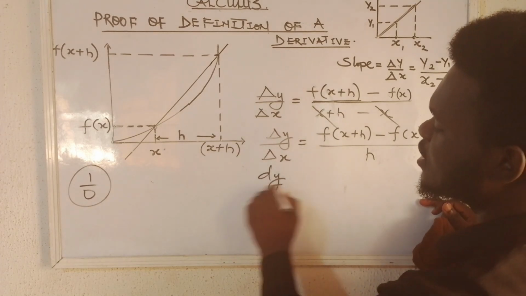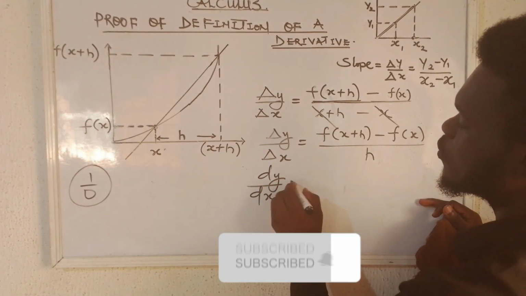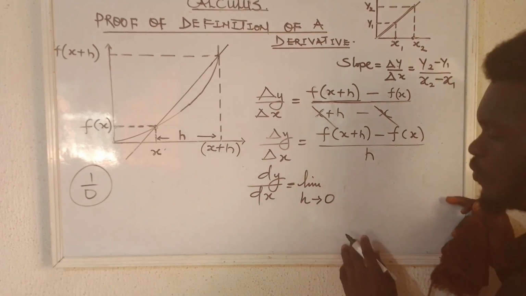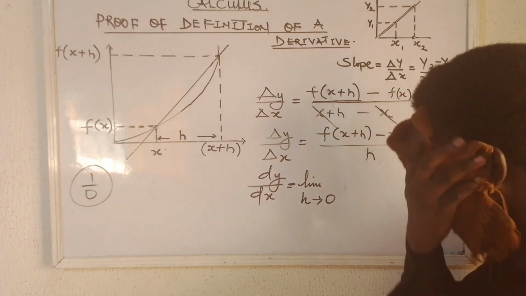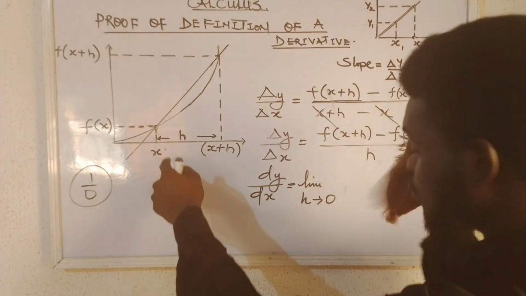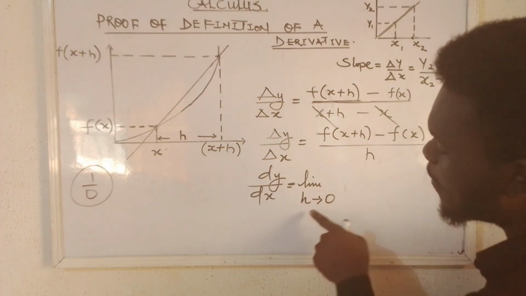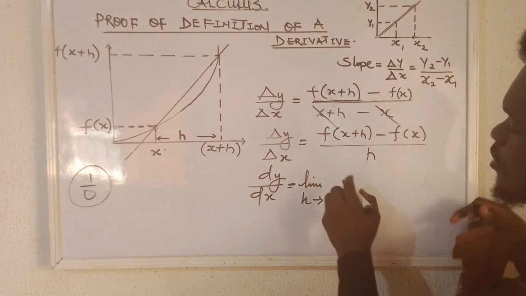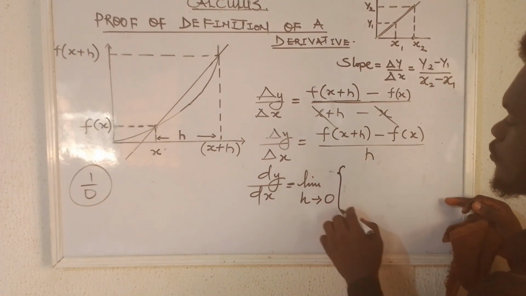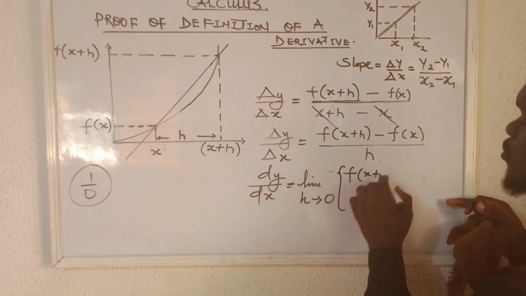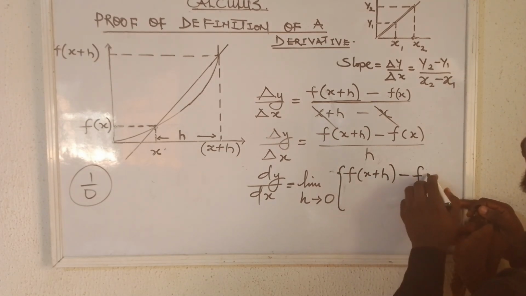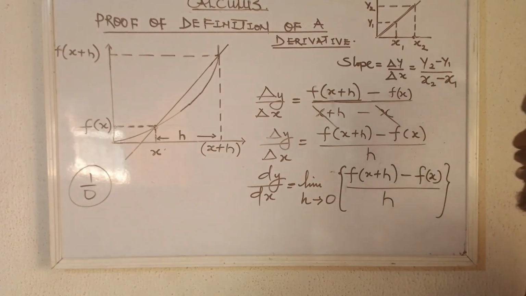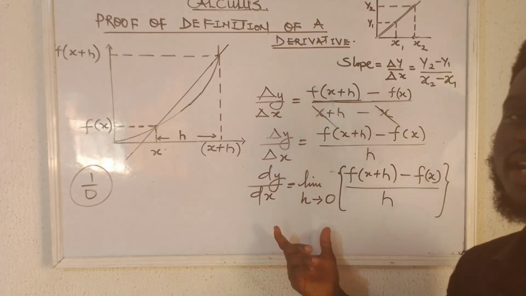So from there we had dy/dx equals the limit as h tends to 0, which means that h, which is the distance or the change in x, should never become 0. So as h tends to 0, we have the function of x plus h minus the function of x, all divided by h. This was how he propounded the theorem.